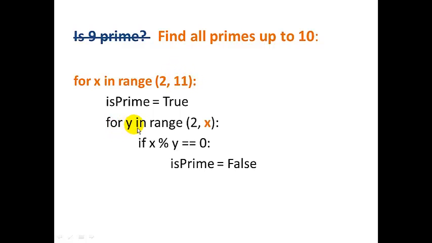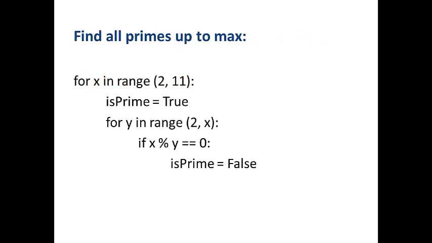And the other change we need to make is for y in range 2 to x, which is actually going to use x minus 1, which is what we want, right? So if x is equal to 9, we will be looking at values 2 through 8 for the y values. And that's it. So these modifications to our program will tell us if all the numbers from 2 through 10 are prime or not. Now if we wanted to find all the primes up to a maximum number, let's say a user entered value called max.